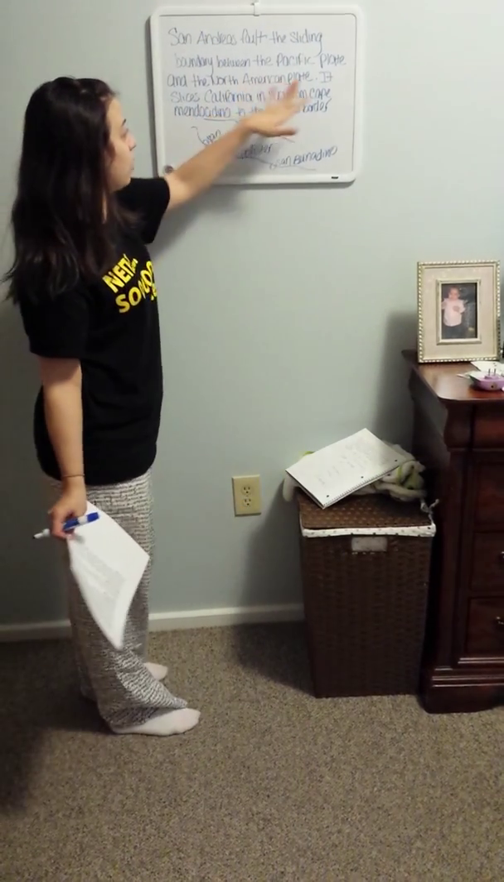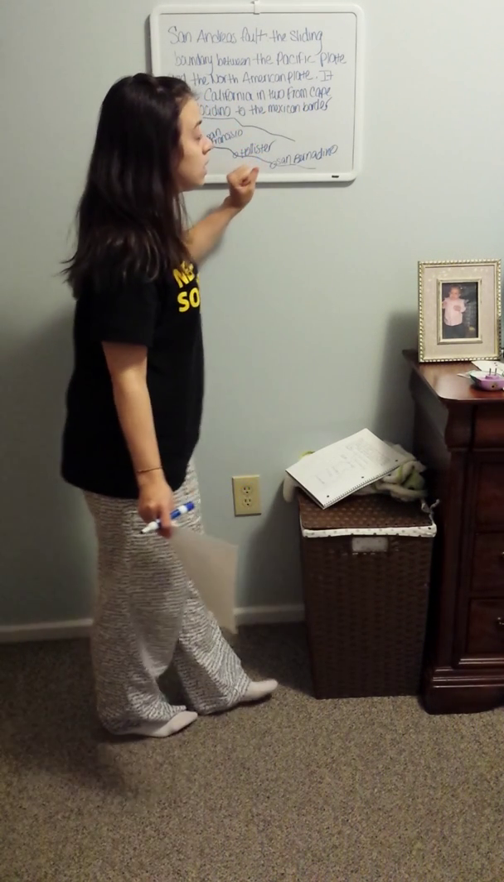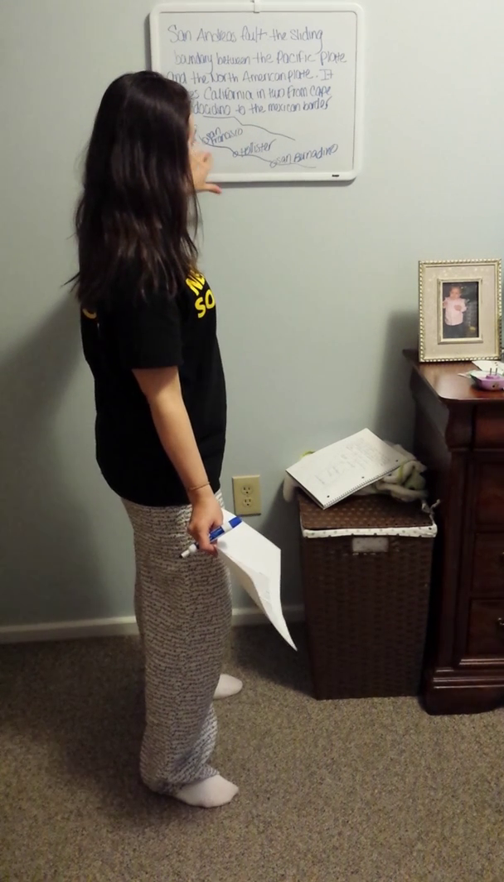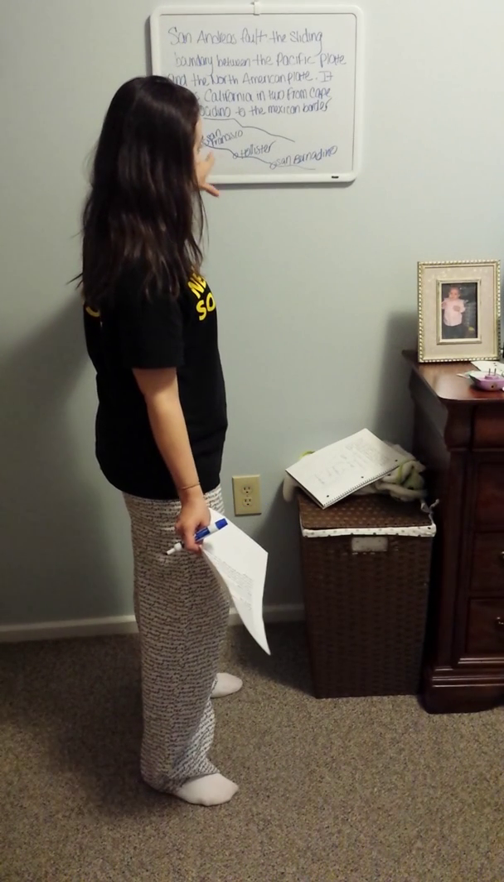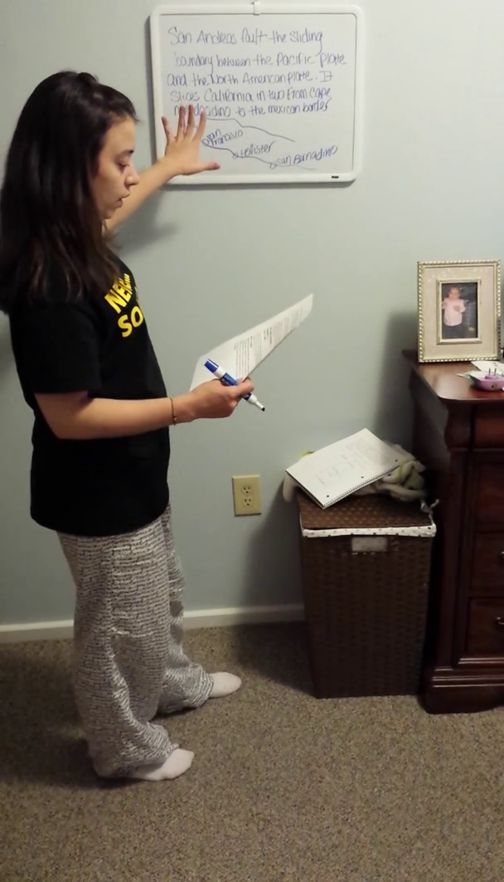Okay, so basically, it slices California in two from Cape Mendocino to the Mexican border. Here we see the San Andreas Fault. You have San Francisco, Hollister, San Bernardino, but there is stuff in between.